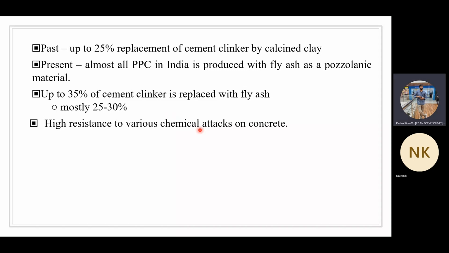When you use any general type of cement, that is any ordinary Portland cement, you will get the strength at the end of 28 days. Okay, at the end of 28 days, you will get 99.9% of the target strength. But when you use PPC, you will not get your target strength at the end of 28 days. You will get your target strength at the end of 56 days. That's the only thing which we have to remember here.